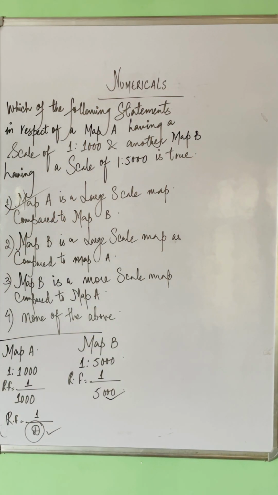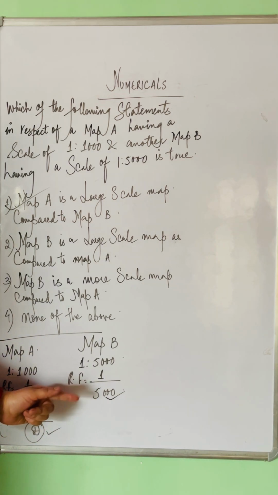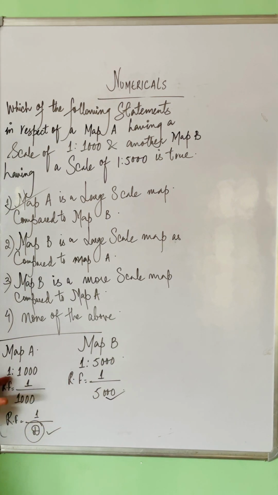So students, you must note that larger the denominator of the representative fraction, smaller is the scale. So this is a smaller scale map as compared to map A, and this is a large scale map as compared to map B. Let's move on.